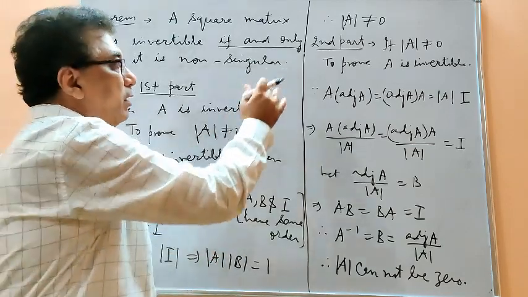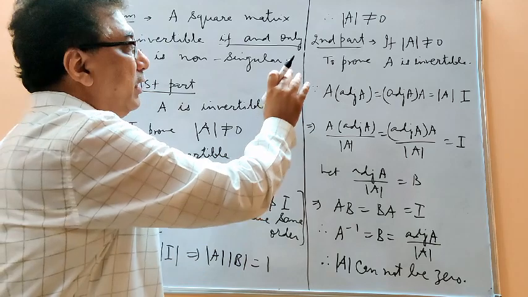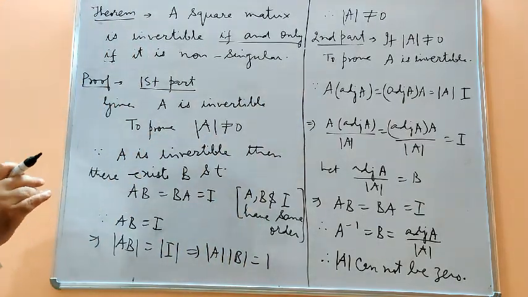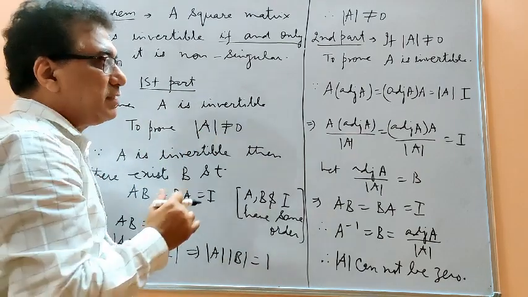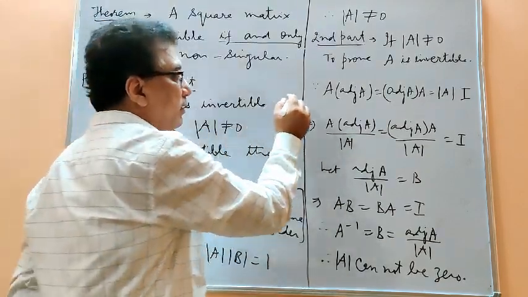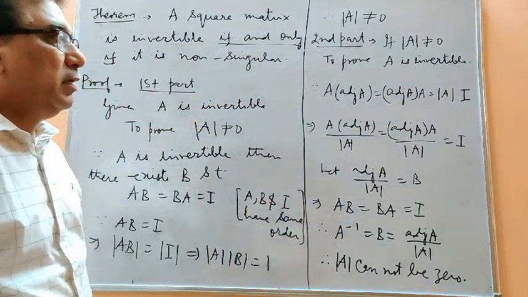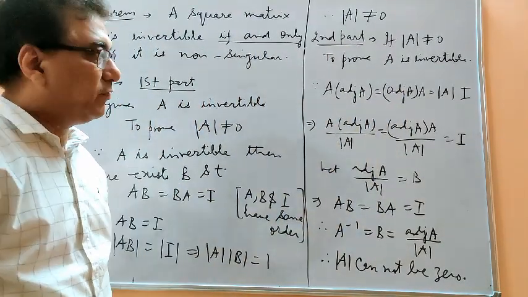Okay. Now the second part, in which determinant A is not equal to 0, and we have to prove that inverse of A exists or A is invertible. So I begin here with a very important result that we have obtained during our discussion in adjoint of a matrix.